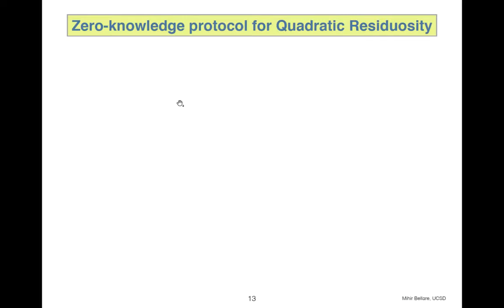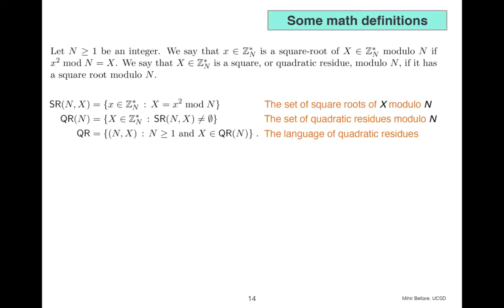I'm going to continue to explain zero knowledge through example. At this point, things are going to get more mathematical, and we're going to talk about a zero knowledge protocol for quadratic residuosity and then illustrate definitions through that. So for this, we need a little bit of math background.